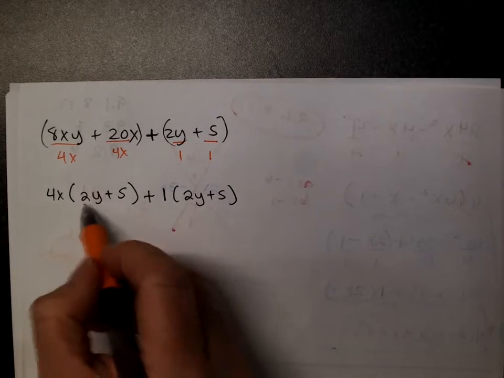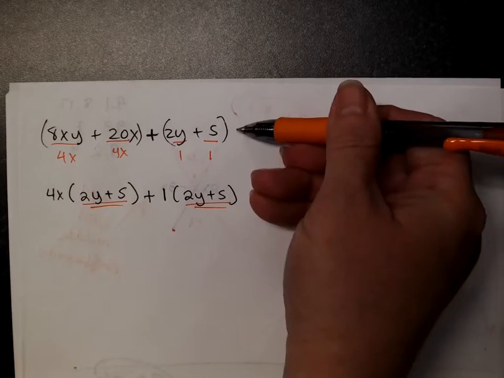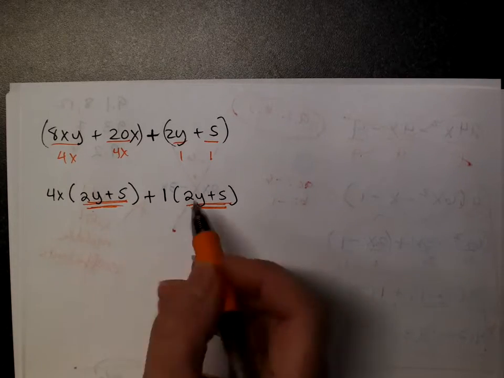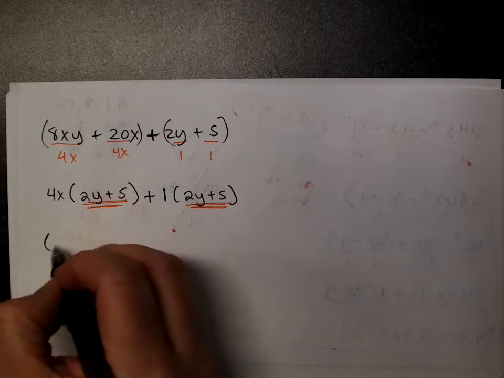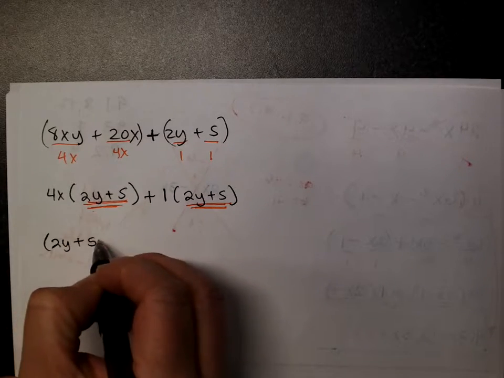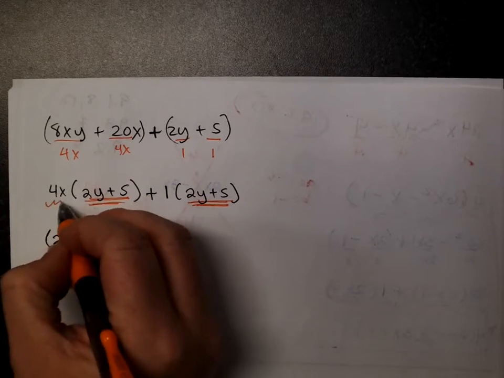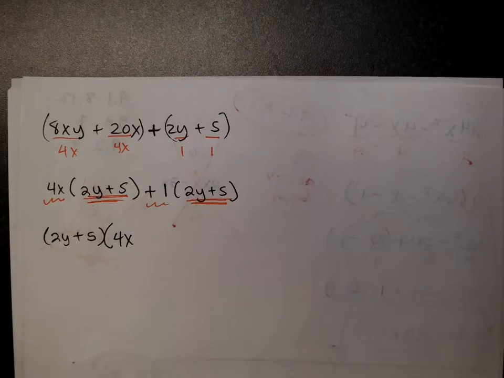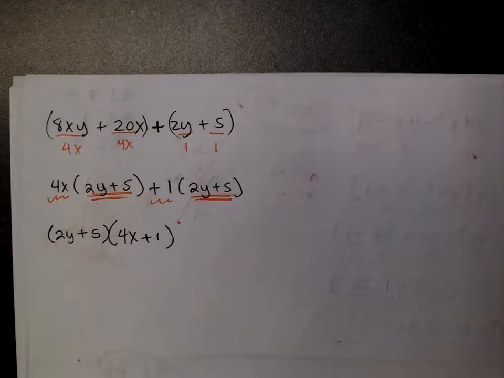And now we have our matching. We turned a 4-term sum into a 2-term sum, and these two terms share that big GCF. So when we divide out 2y plus 5, what's left in the first term? 4x. And then plus 1 in the second one. Good.